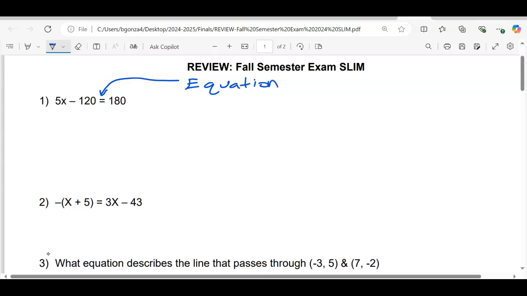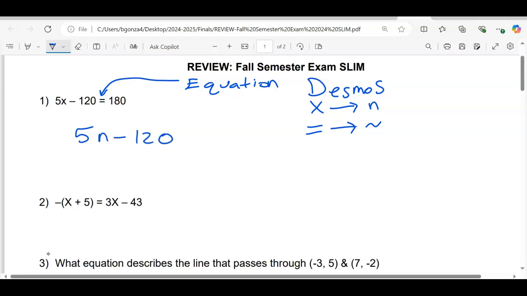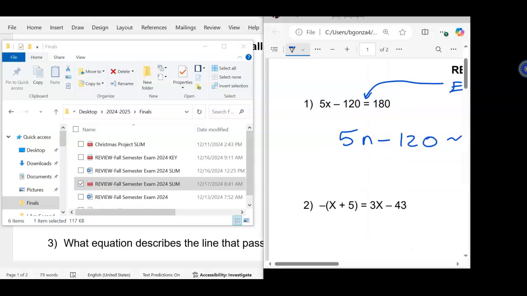If you're solving an equation for x, you're going to use Desmos. X is going to turn into the letter n. Equals is going to turn into the squiggle, the tilde. So you're going to rewrite this as 5n minus 120 tilde 180. Okay, this is what you're going to type into Desmos.